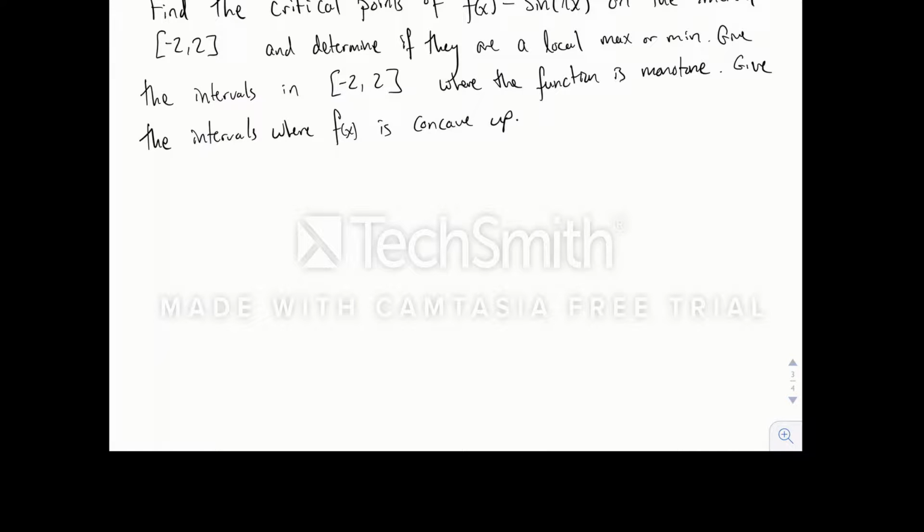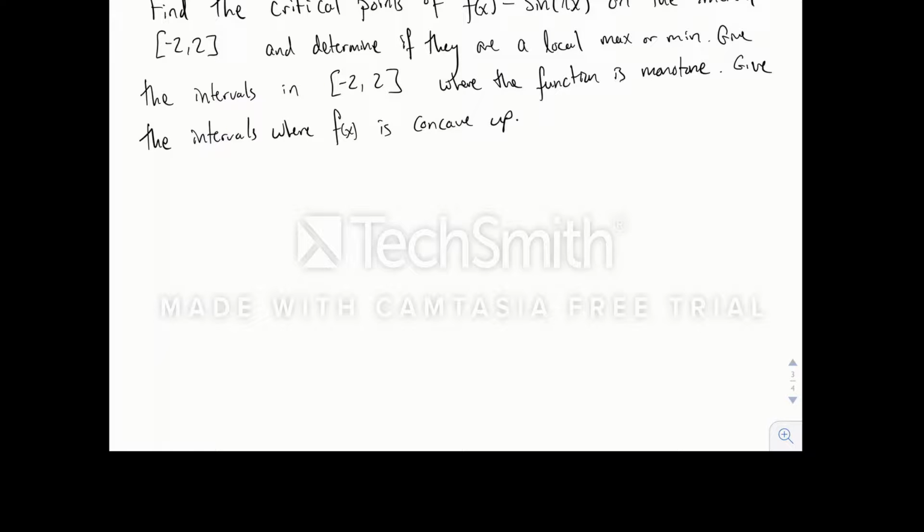Alright, in this video we want to find all of the critical points of f of x equals sine of pi x on the interval -2 to 2 and determine if they are local max or local min. We also want to give the intervals in -2 to 2 where the function is monotone, and give the intervals where f of x is concave up. So let's start with finding the critical points.